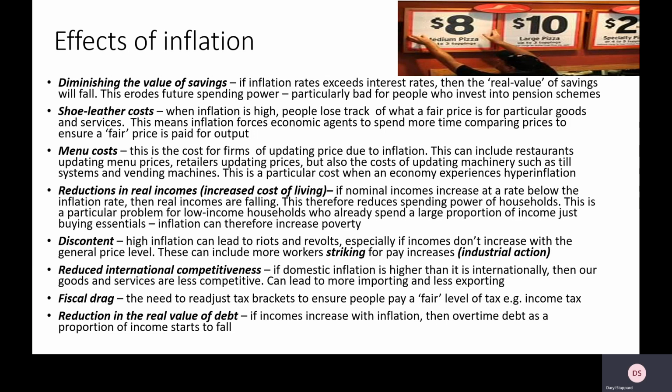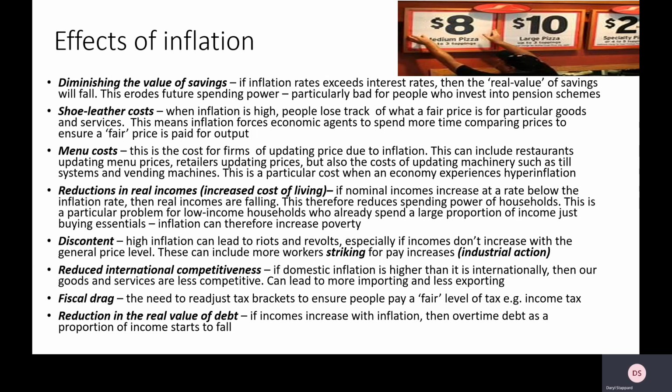Another effect of inflation is shoe leather costs. And this is because at the moment, when inflation is low, people know what a fair price for a product is. So you know, for example, how much a can of pop should cost. You know how much a packet of chewing gum should cost, what bus fare should cost, etc. Now, when you've got high inflation in the economy, people lose track of what a fair price is for a certain good or a service.